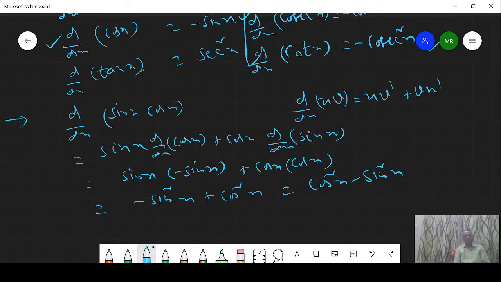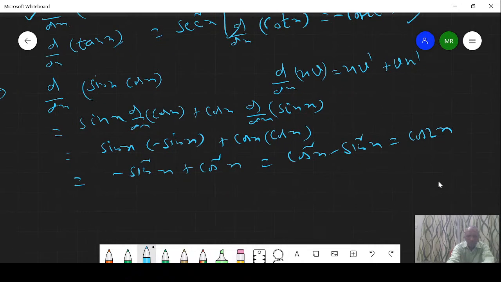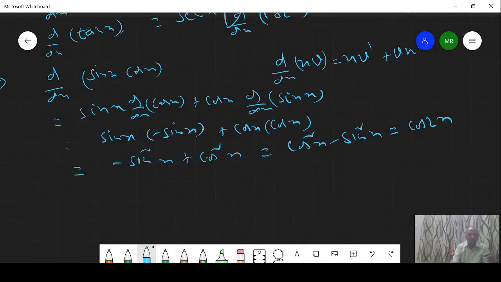Cos square x minus sin square x. If you want to simplify this one, cos square x minus sin square x is nothing but cos 2x. Formula we have. You can stop here at cos square x minus sin square x, otherwise you can write cos 2x. So that is the formula here. Derivative of sin x cos x is equal to cos 2x, using the product rule. We have done this.